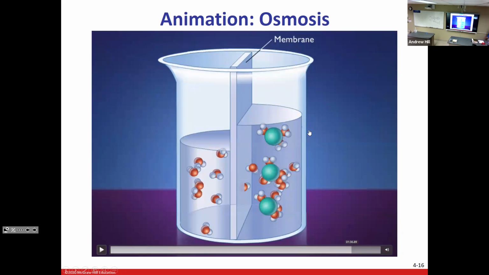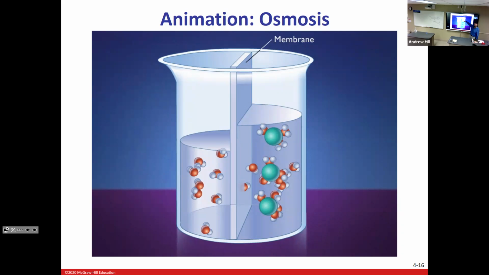So will this continue to happen? Because here we have solutes, right? Will it just continue to keep moving forever, or what's going to happen here? Or does it actually stop? Did anyone see a demo of this in high school? Yeah. So does it keep going forever, or does it stop? It stops. It actually stops, right? Well, why does it stop?